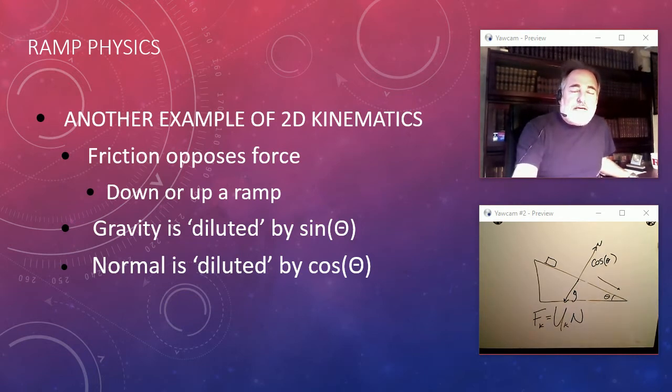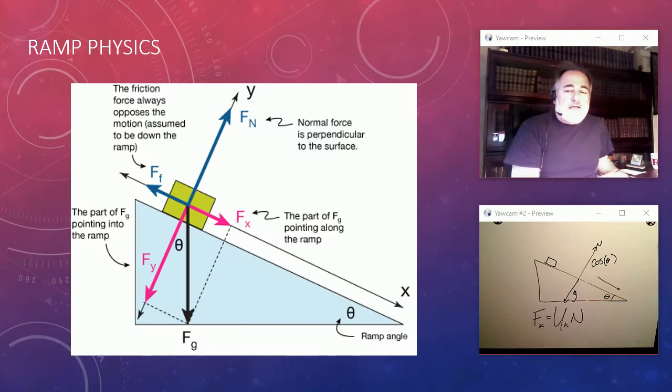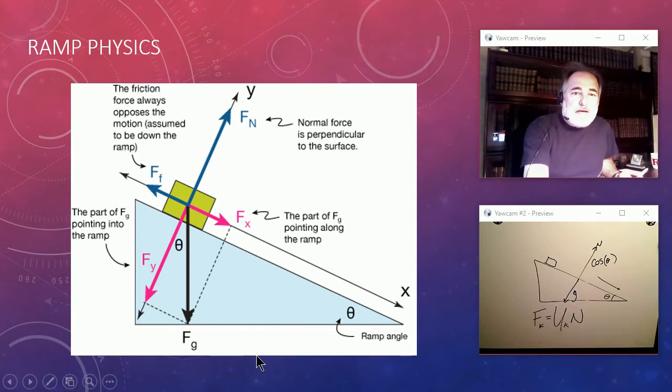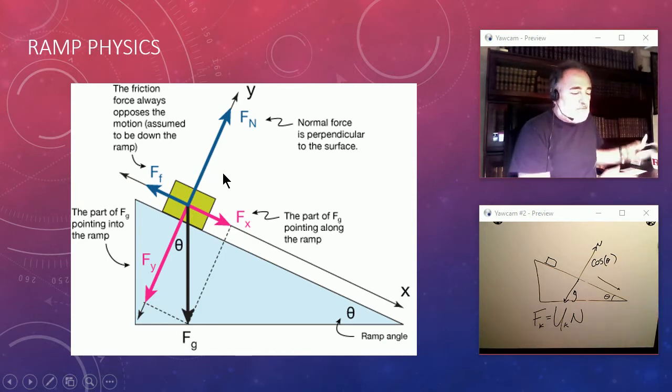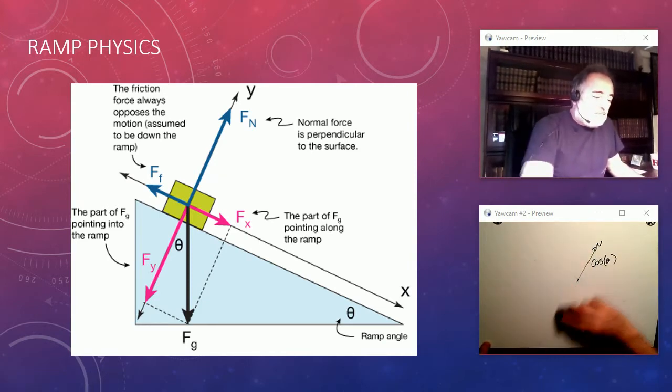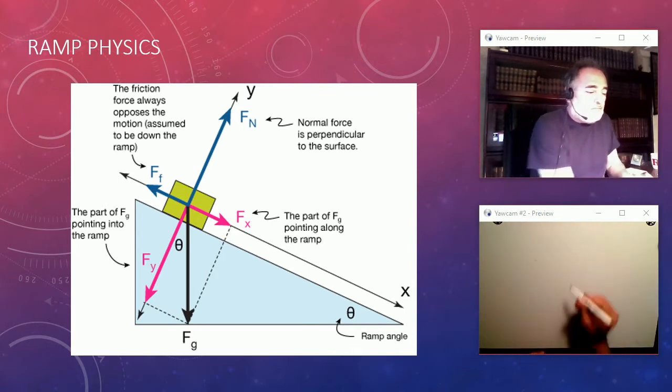So where does this lead us? Well, take a look at this graph here. In a sense, it's saying more in detail what I was just talking about. The normal force being perpendicular to the surface, if the surface was horizontal, would be just the force of gravity. But it's diluted by cosine of the angle. So I'm just going to draw that in. Make it clear.